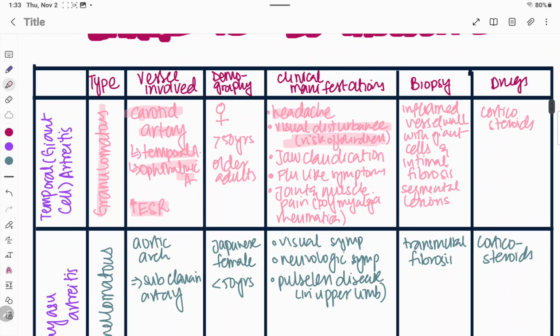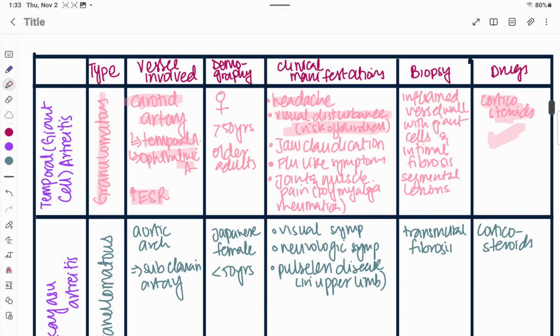I'll tell you, with the drugs you use corticosteroids. It is very important that you give corticosteroids before doing the biopsy, to minimize the chances of blindness. What are other manifestations? Jaw claudication, flu-like symptoms, joint and muscle pain, which is called polymyalgia rheumatica.